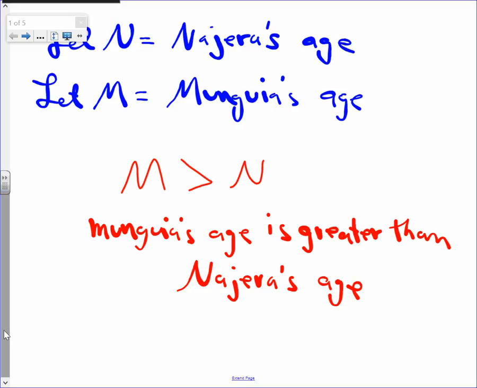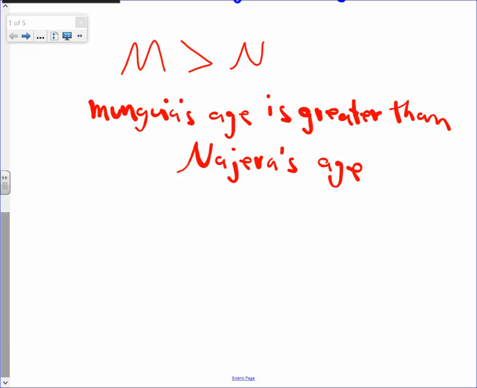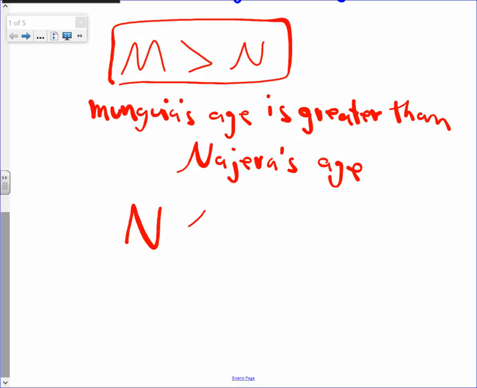Now let's see if you remember your junior high days. What's an equally valid way of stating what I just stated in a different way? How can I communicate this truth, that Mungia is greater than Naheda, in a different way that means the same? Naheda is less than Mungia's age. This and this mean the same thing, just said in different ways.